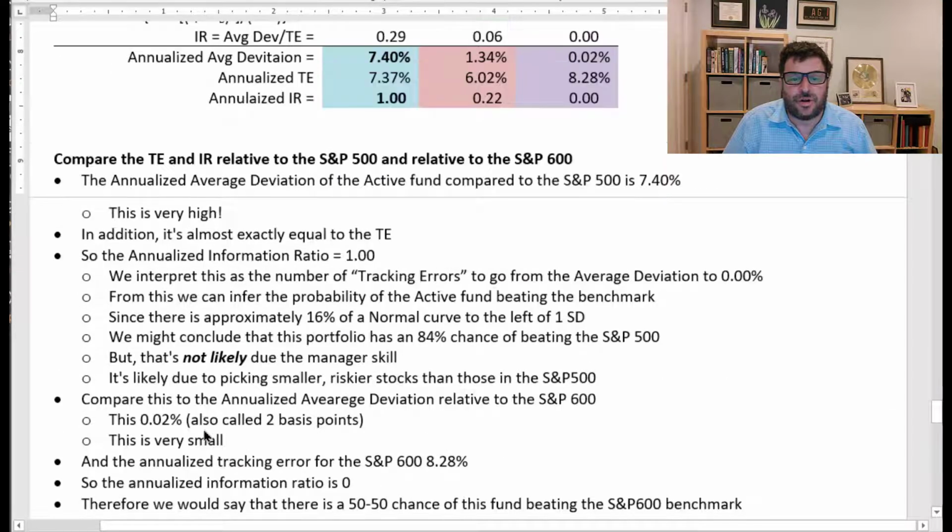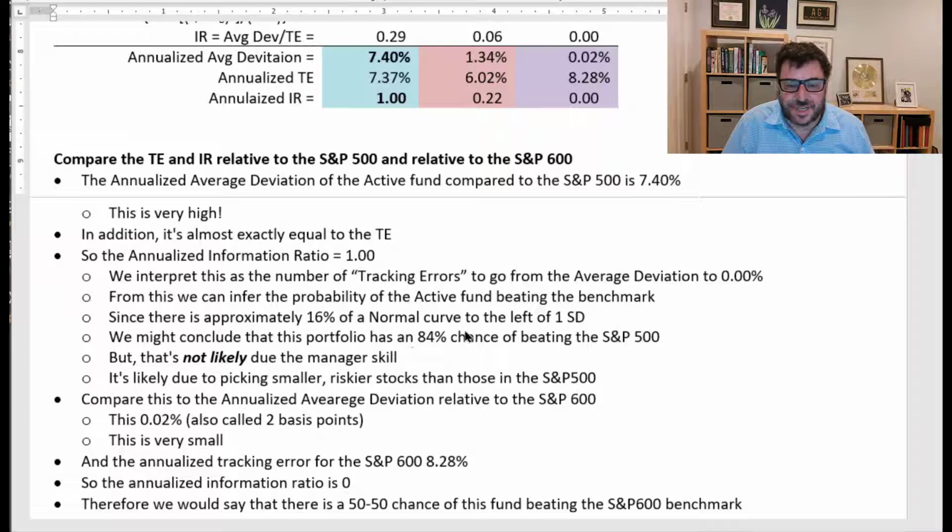And then the tracking error, when we compare the tracking error and information ratio relative to the S&P 500 and relative to the S&P 600, the annualized average deviation of the active fund compared to the S&P 500 is 7.4%, which is super high, as is this information ratio, because the tracking error is relatively low. And so we interpret this as the number of tracking errors to go from the average deviation to zero. And so we can infer that the probability of the active fund beating the benchmark index is roughly 84%. But this is not likely due to manager skill. It's likely due to picking riskier stocks.